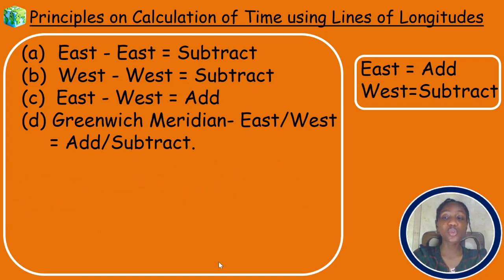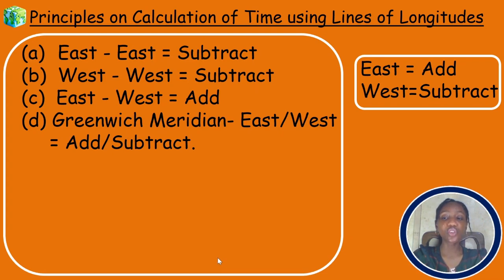By the side, I'm sure you must be wondering why east means addition and west means subtraction. If you remember when I was explaining the international dateline, I said that when you cross it westward, you lose a day, and if you cross it eastward, you gain a day. This also has application in time as well as days. You'll understand better when we start solving questions.